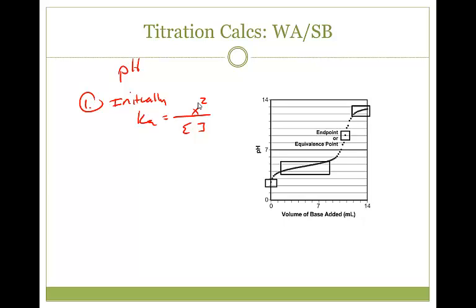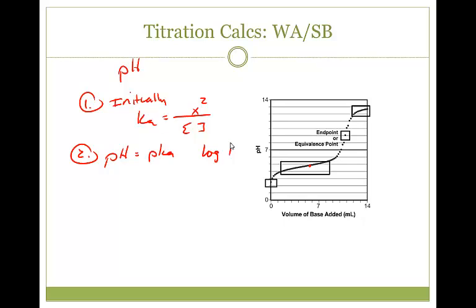Now, the second time where you're going to have to calculate the pH is when we get halfway to the equivalence point. And the trick for halfway to the equivalence point is what we talked about on the previous slide. The pH equals the pKa due to the log of 1. You have the same amount of acid and base at that point.